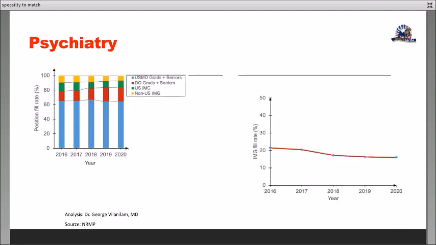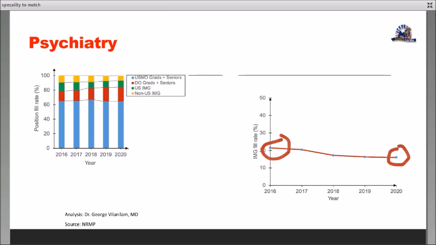Next, we come to psychiatry. This is another quote-unquote specialty that has been quite hot and getting competitive. So let's look at the reasons. So the reasons are obvious in the data. There is a significant decline in the US IMGs and non-US IMGs fill rate. As you can see, from 21% in 2016 to about 15% in 2020. So from about 21% here to 16, there is a significant decline in the match rate for IMGs.